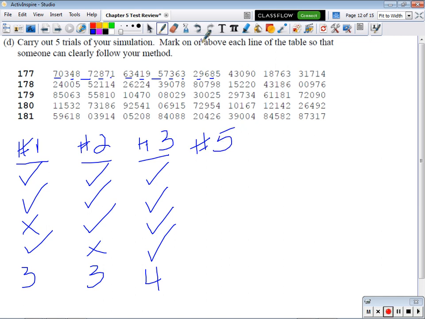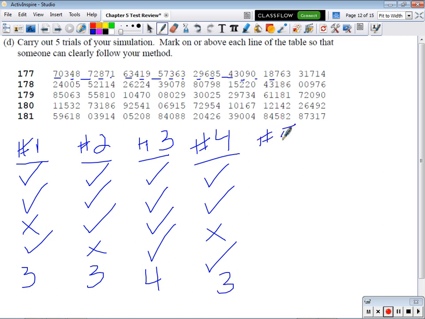For trial number 4, I have 54, 30, 90, and 18. So 54 would be a call for medical assistance, 30 would be a call for medical assistance, 90 would not, and 18 would be a call for medical assistance. So in that group there, 3 of the calls were for medical assistance.